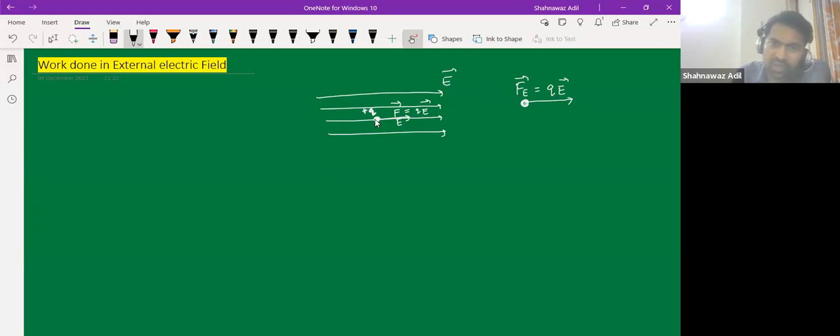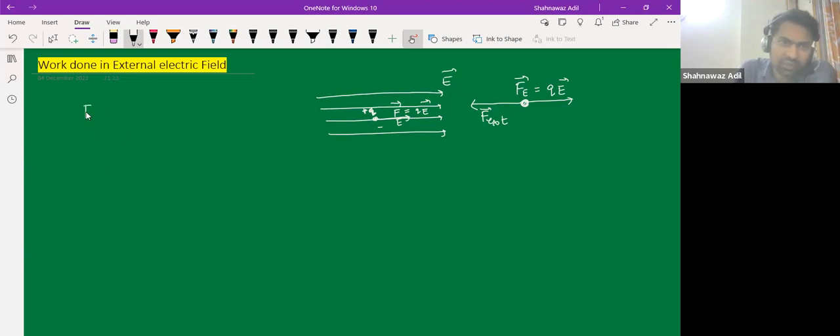Okay, so we have this charge in this electric field, and now we want to displace it from, let's say, A point to B point, right? Then we have to put some external force to move this, and that external force would be in the opposite direction if we want to move this from here to here. Clear? Yes, sir.